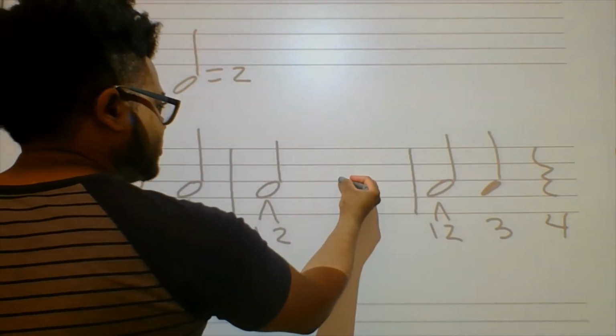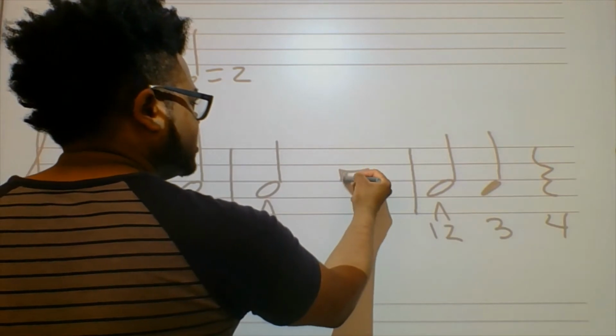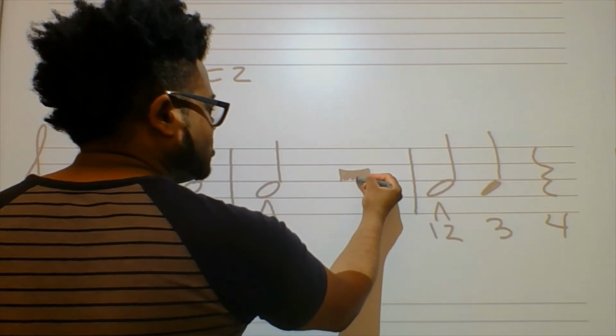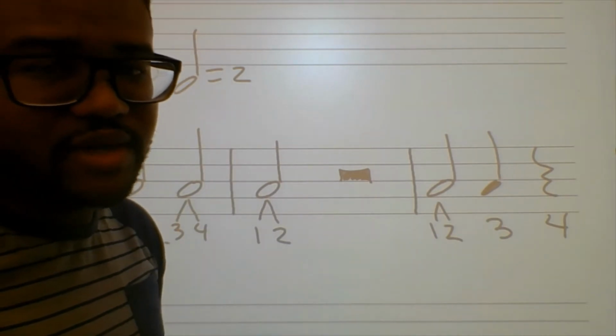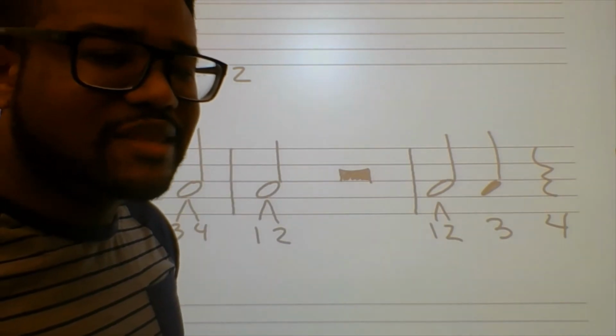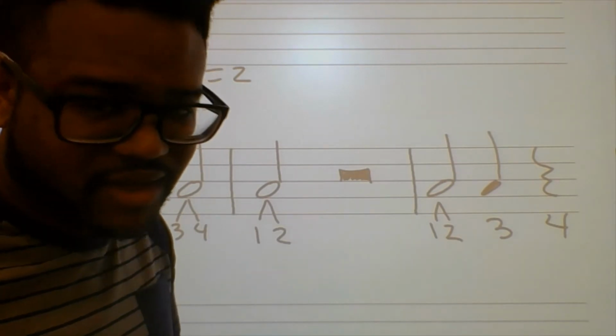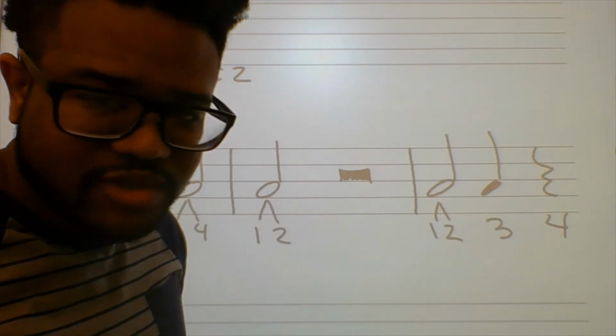This is a half rest. It is just a black rectangle that sits on top of the middle line. That is a half rest. The way I remember half rest is I think a half rest kind of looks like a hat. I think half hat. You don't think it looks like a hat?